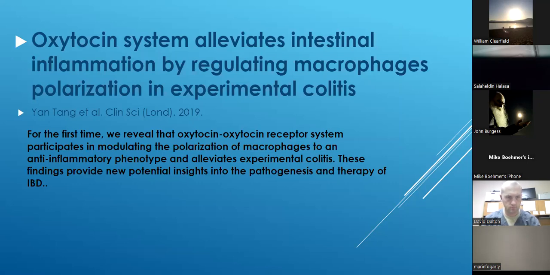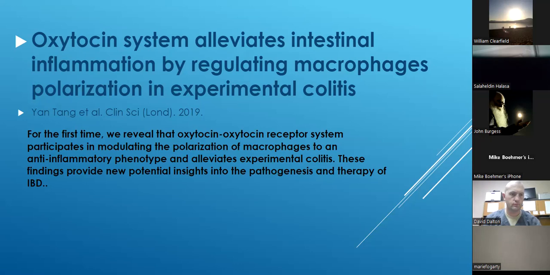So the oxytocin system alleviates intestinal inflammation by regulating macrophage polarization. Experimentally, it helps to polarize the immune system into Treg and Mreg, which will suppress inflammation. It actually suppresses Th17 polarization by shifting the immune system toward Mreg and Tregs, right? And this will alleviate colitis, whether it is experimental colitis, which can take the form of ulcerative colitis or Crohn's disease in technical terms.